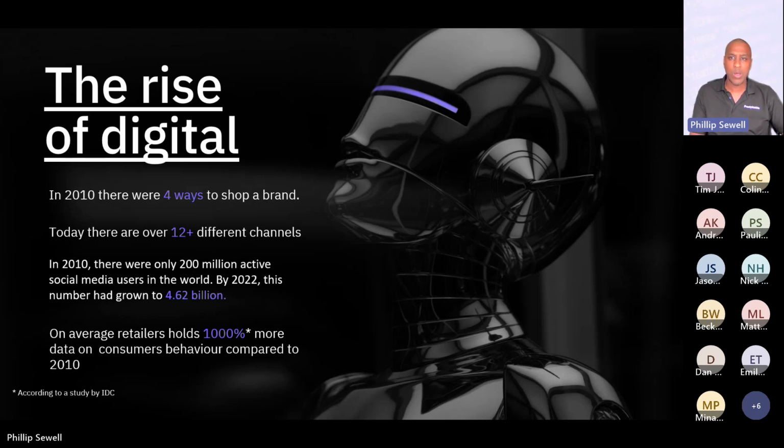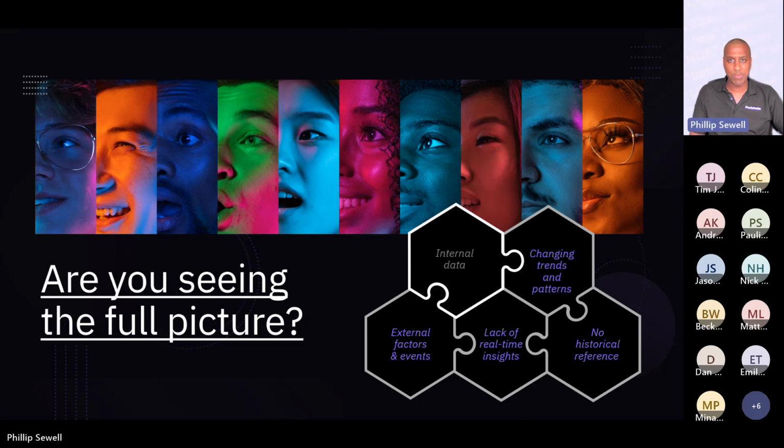So what does this mean? Well, it means we have a lot more data on consumer behaviors. And according to research carried out by IDC, on average, retailers hold around 1,000% more data on consumer behaviors compared to 2010. So why is this history so important? Well, we all know that data is the only true way to build up a picture of your customers in the digital world. But ask yourself this, are you seeing the full picture?